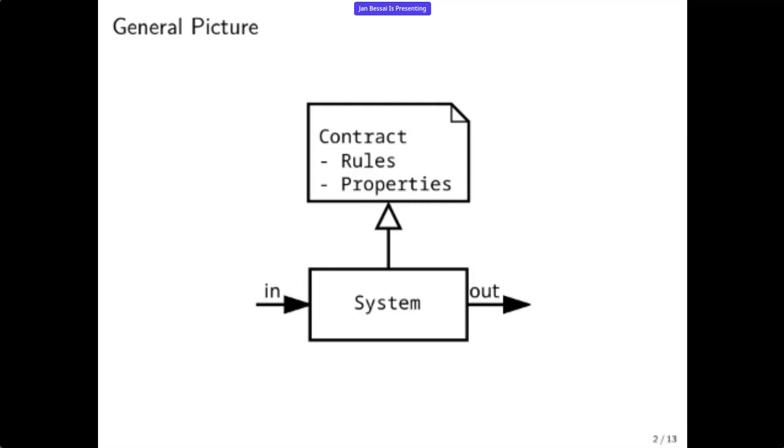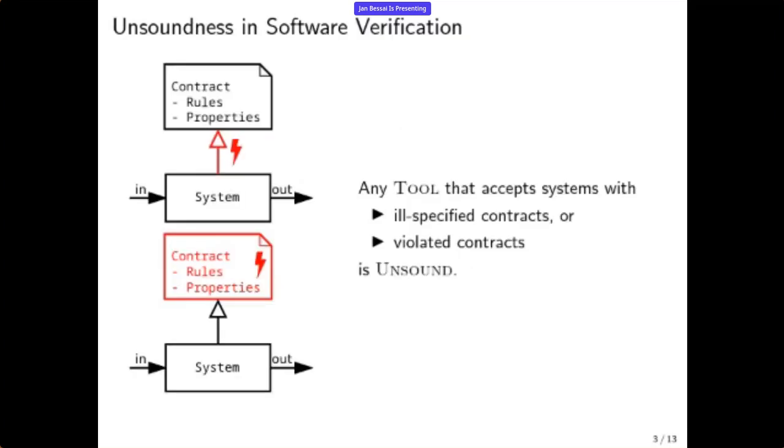So we have some system that implements some contract with rules and properties. And yeah, that's all we want. So now what could go wrong? One of the things that can happen is that our tool doesn't properly check that the contract is actually implemented. This is indicated by the first picture on the left, where there's this flash going on at the implementation arrow, and we have some bug there, for example.